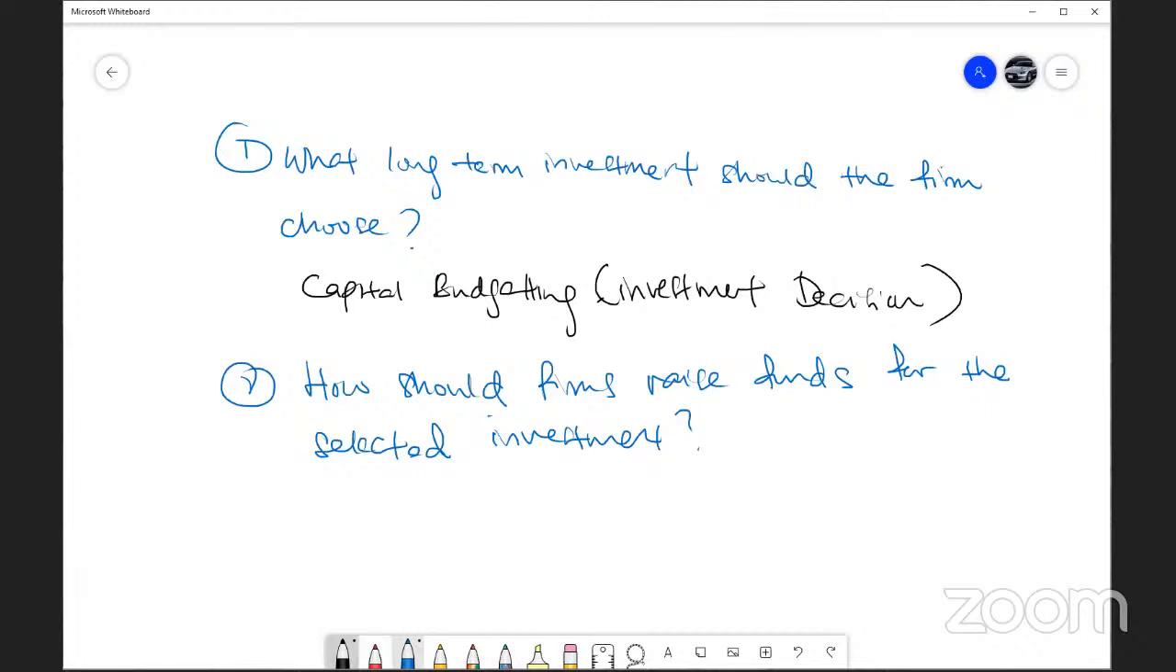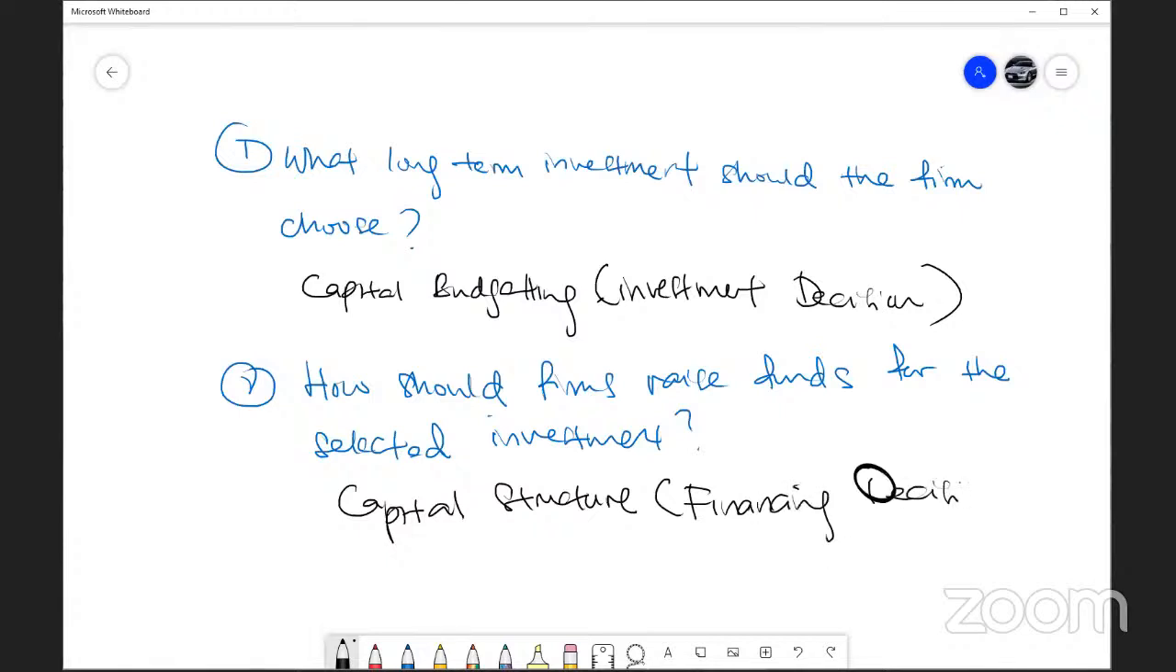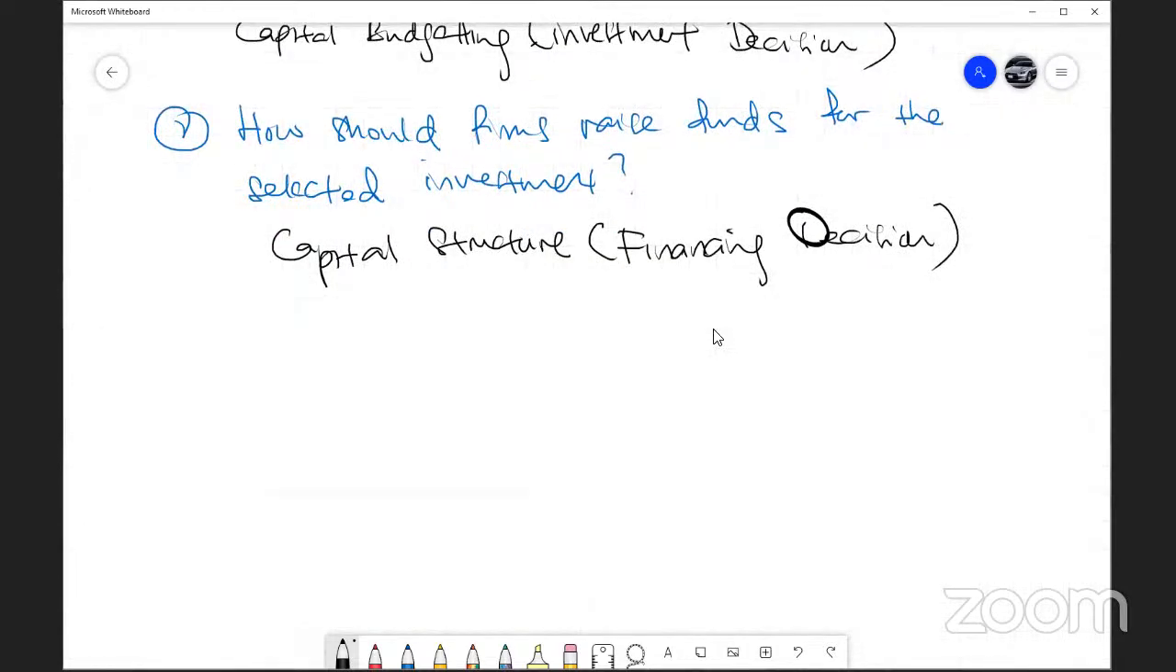So this we call capital structure, or also known as financing decision. How are you going to get the money? Are you going to get it via debt? So capital structure could be separated into two: it's either via debt or via equity.